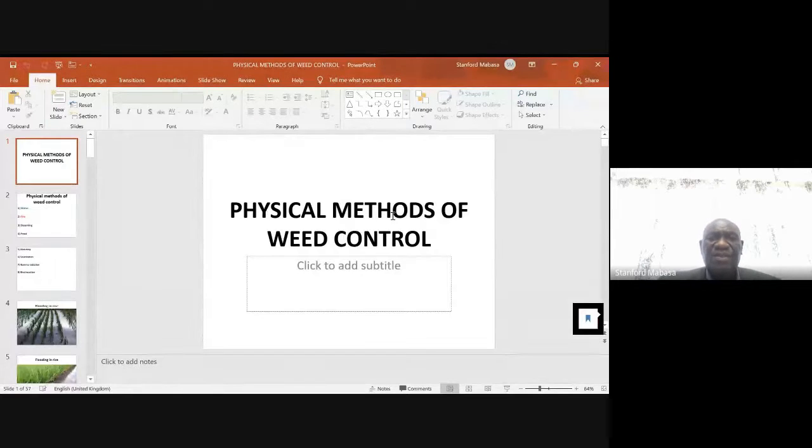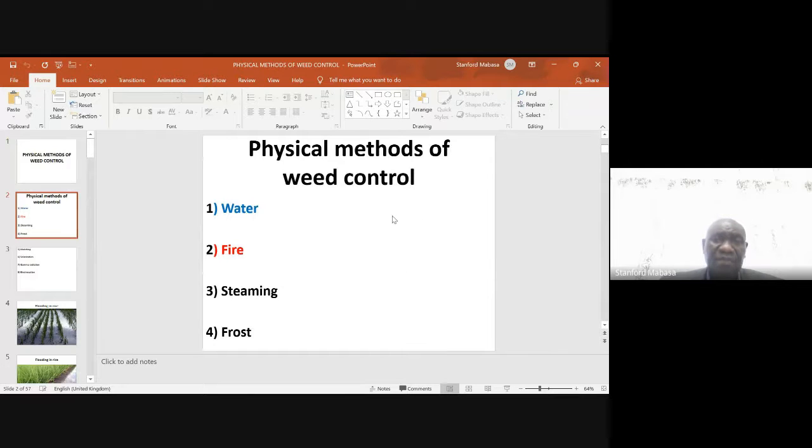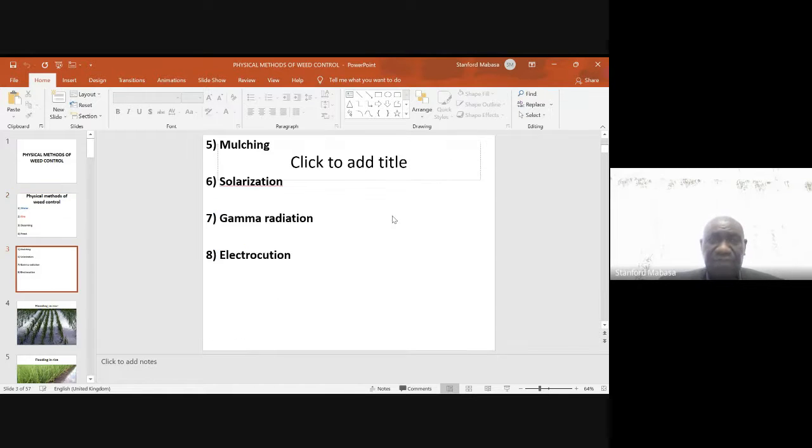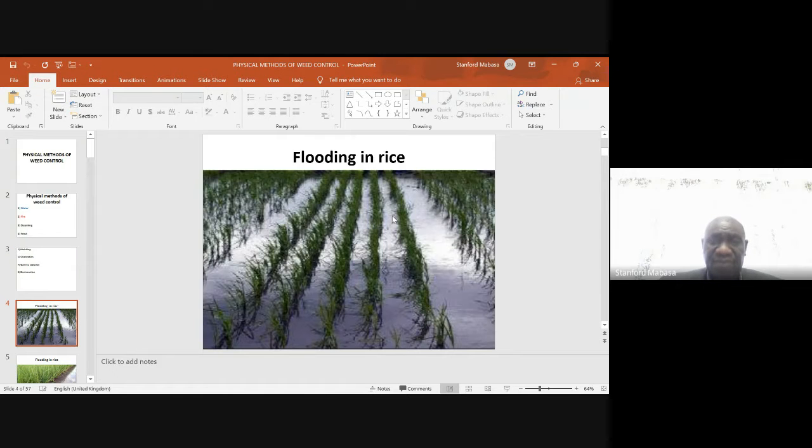So physical methods of weed control is what we're going to talk about. When we talk of physical methods of weed control, we are looking at the use of water, fire, steaming, frost, mulching, solarization, gamma radiation, and electrocution. About 8 things. So let us start with flooding.